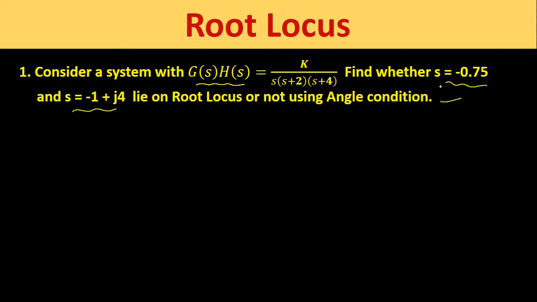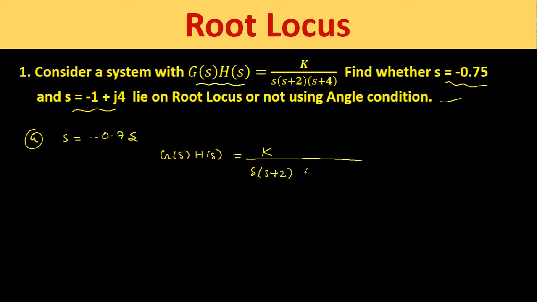So here we have two values of s and we have to check whether these two values are lying on the root locus or not by angle condition. So first we will take s equal to -0.75. In this question, G(s)H(s) is given as K divided by s(s+2)(s+4). Now we will put this value of s in this equation.